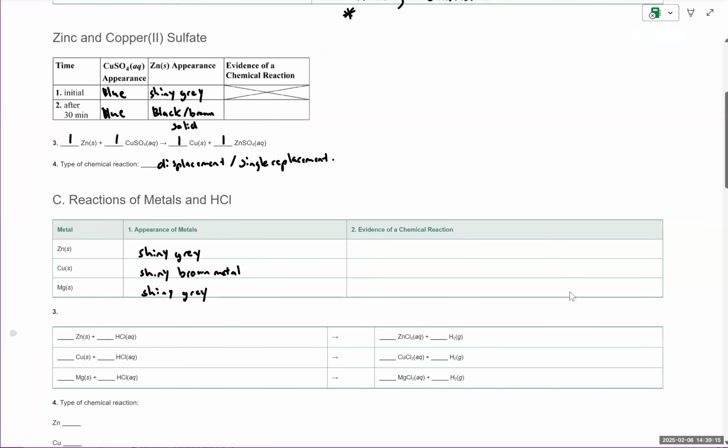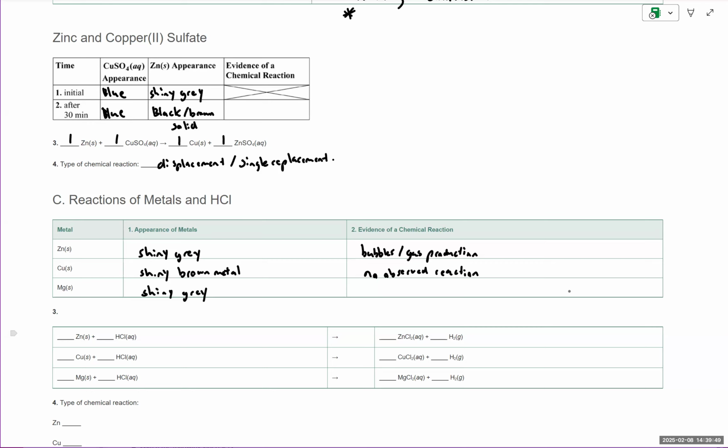and provide evidence of chemical reaction. For zinc, the evidence of chemical reaction is the generation of bubbles, or gas production. For copper, we see no observed reaction. Part of the reason why we use copper in our pipes is that it's relatively resilient to reactions with acid and other corrosive materials.